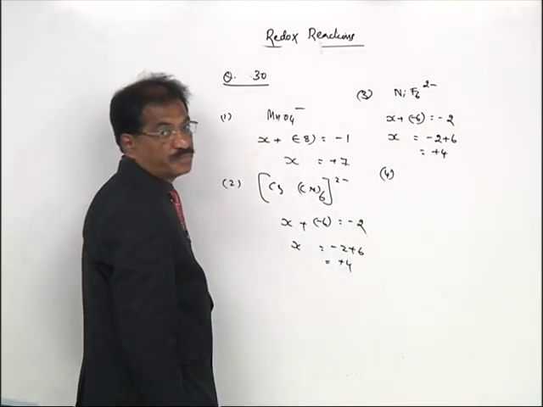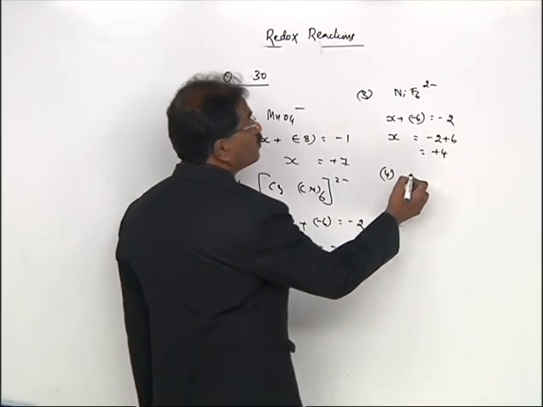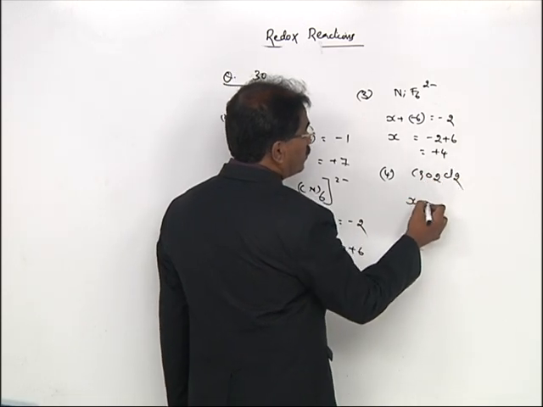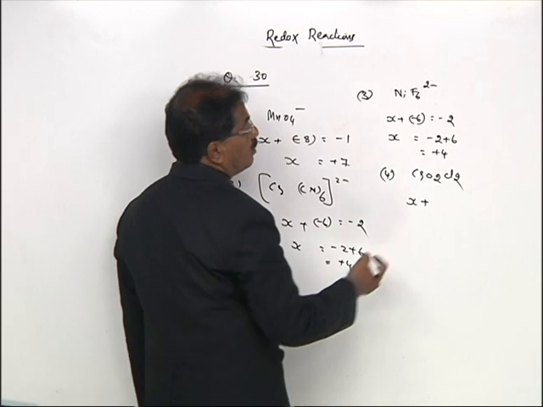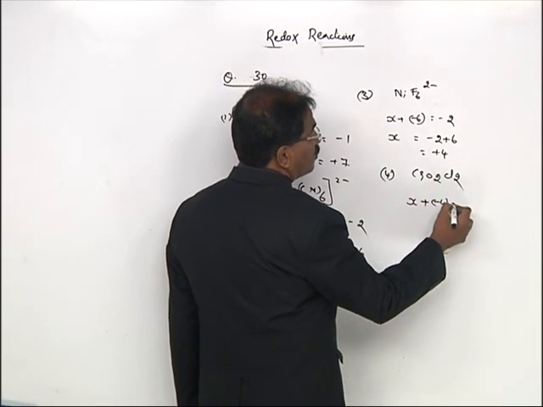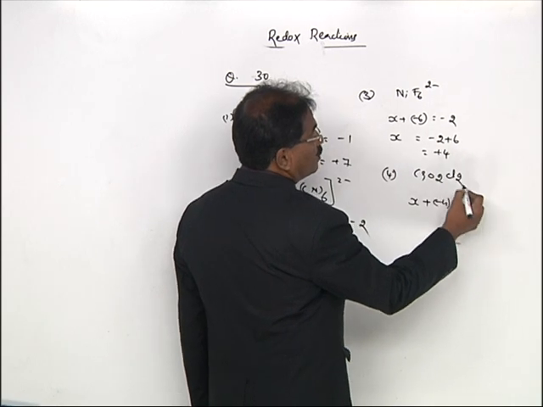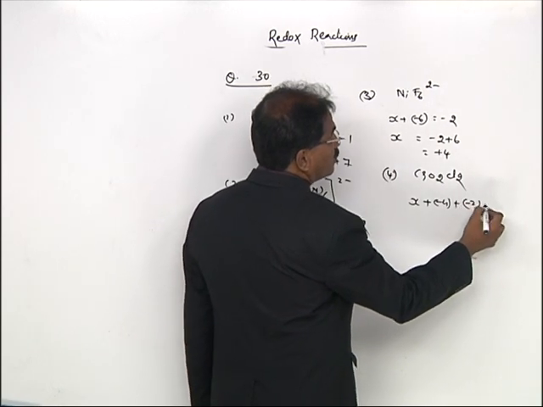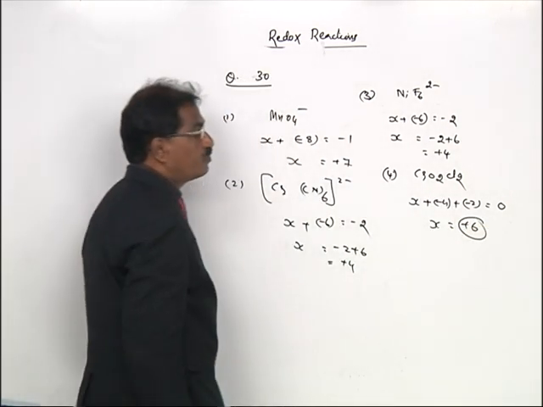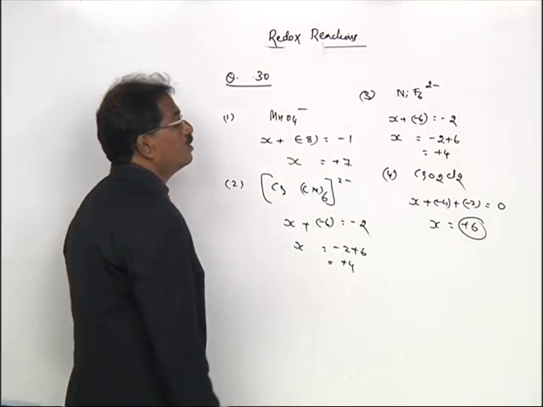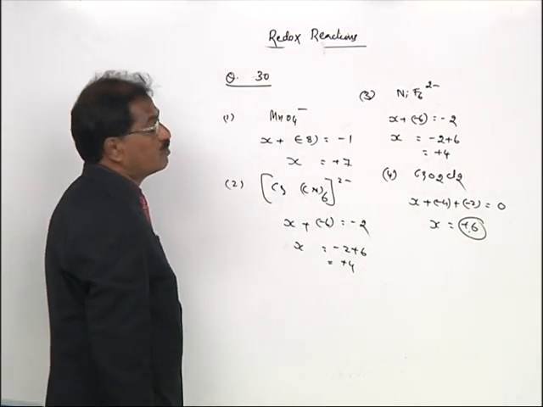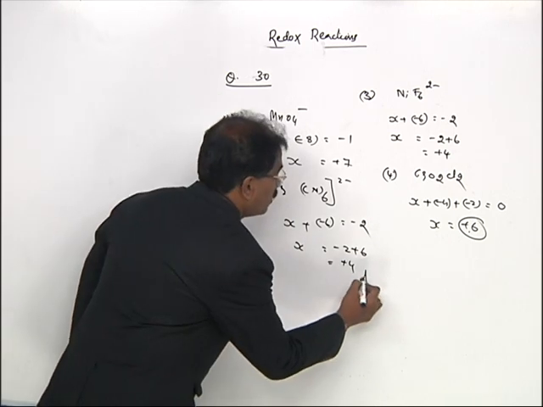Next, the fourth: CrO2Cl2. Here chromium is X. For each oxygen -2, therefore -4. Next, for each chlorine -1, so 2 are there, so -2. Therefore, X is equal to +6. Therefore, in the fourth option we got the central atom with oxidation state +6. Hence, the answer is the fourth option. Represent the answer 4.